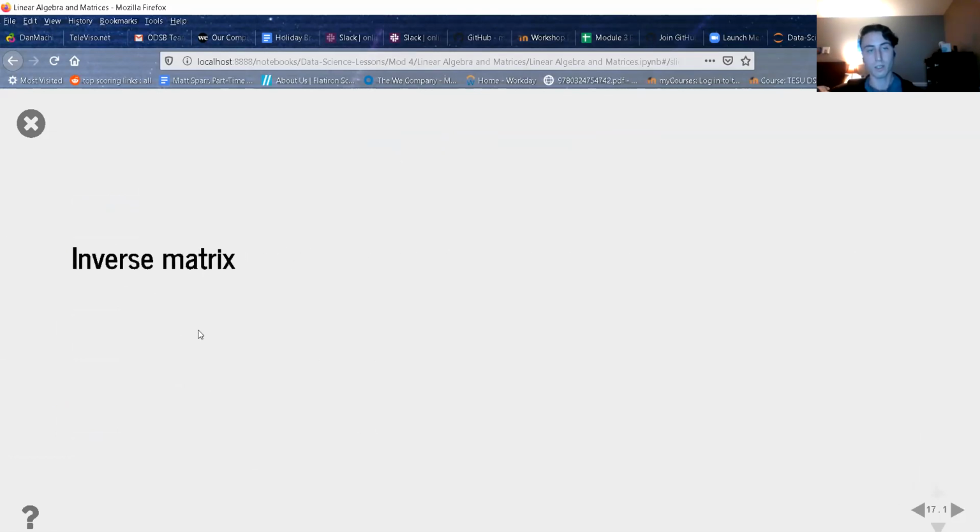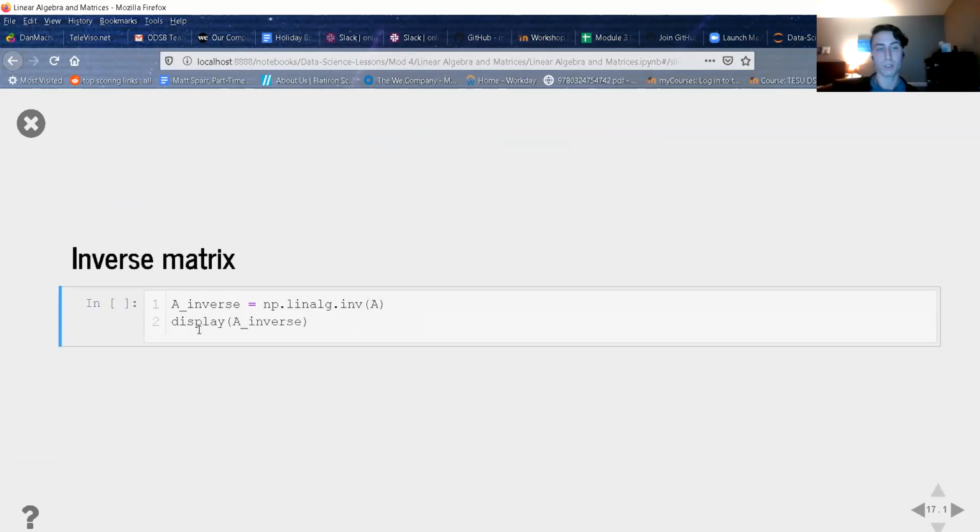All right, and then there's also the inverse matrix. This is related to the identity matrix because the inverse matrix, which is usually written as, so say we have matrix A, its inverse would be A to the minus 1. And the property of inverse matrices is that when you do the dot product of a matrix and its inverse, it's going to equal the identity matrix.